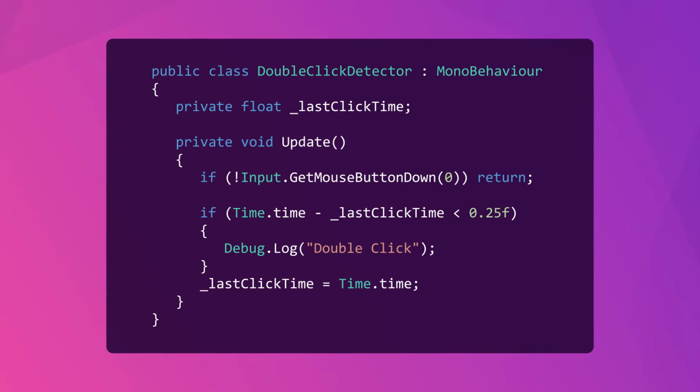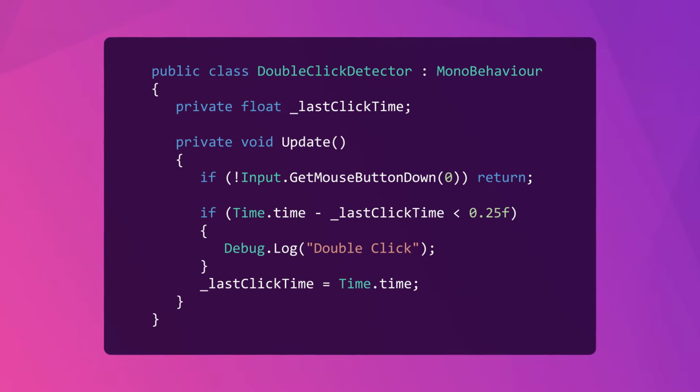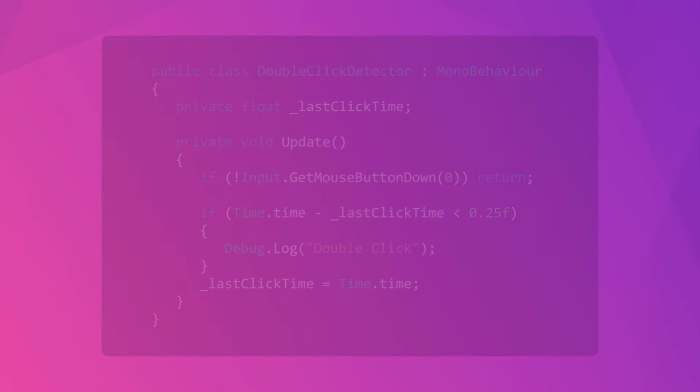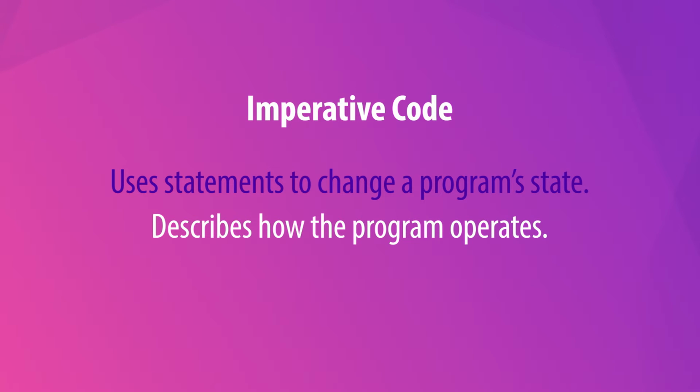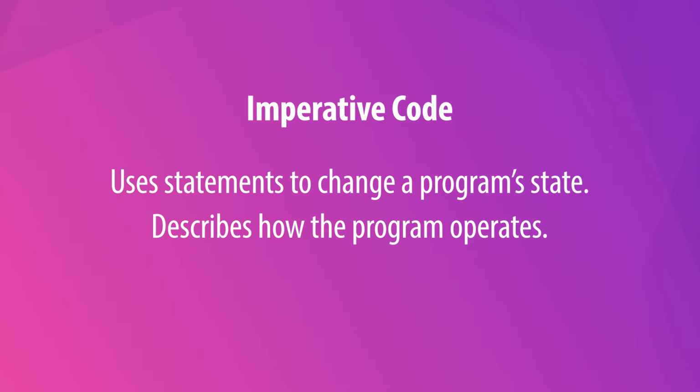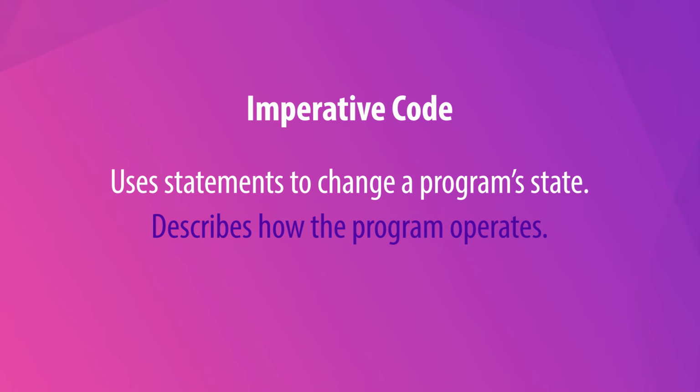This MonoBehaviour detects double clicks. It does this by calculating the amount of time that's passed between each click. If it's under 250 milliseconds, then a double click has occurred. The code for this logic is considered imperative. Imperative code uses statements to change a program's state. It consists of commands for the computer to perform, and describes how the program operates.